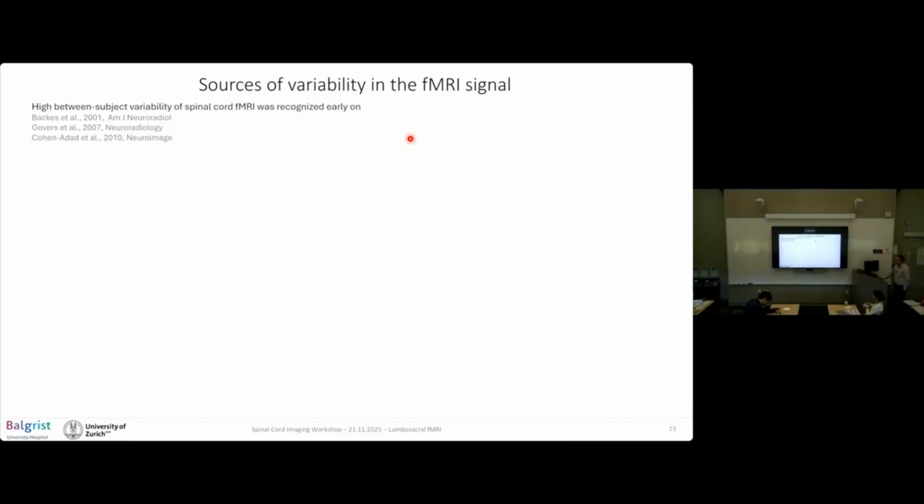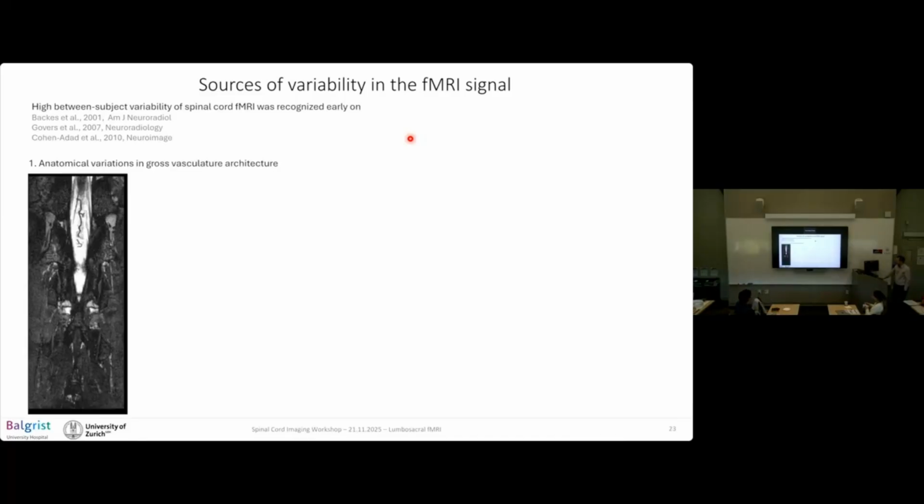So the large variability across subjects was recognized already 20 years ago in many studies. Here I just mentioned a few, and several hypotheses were proposed about the reasons. One of them is the anatomical variations in the gross vascular architecture. We know that the gradient echo EPI based fMRI has a large contribution from the large veins. So it seems plausible that the signal that you see depends on the vasculature.